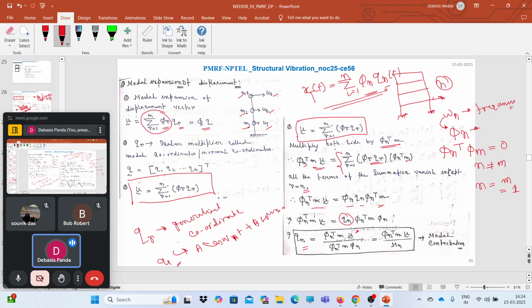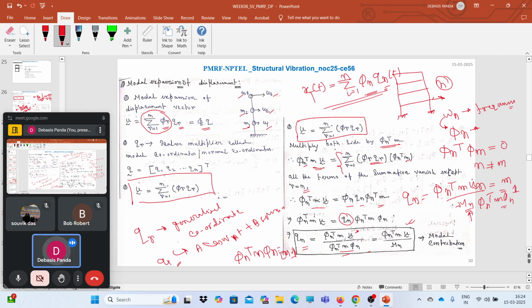divided by phi n transpose m phi n. What is that quantity? Phi n transpose m phi n is nothing but the normalized mass matrix m n, right? So this is the equation for the modal contribution factor or the modal coordinates. This is how we can find the modal response: phi n transpose m u divided by m n. Either use the normalized mass m n, or we can use phi n transpose m phi n.